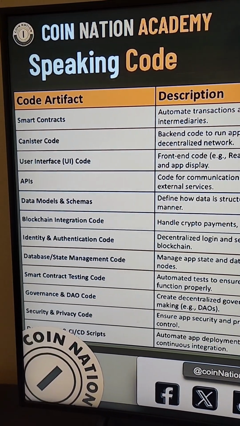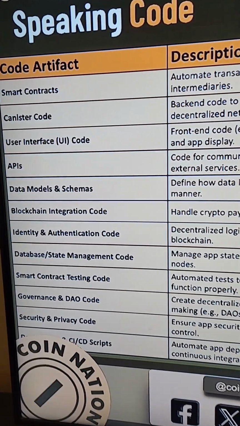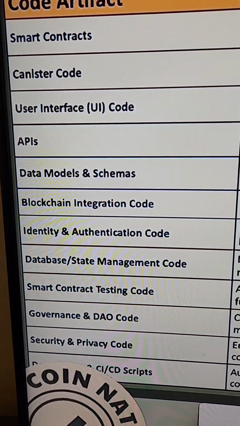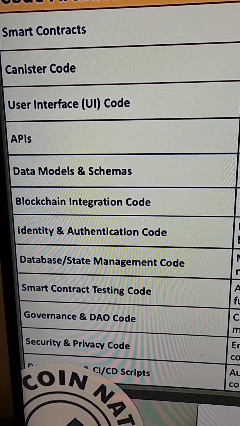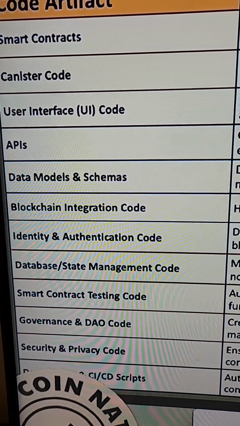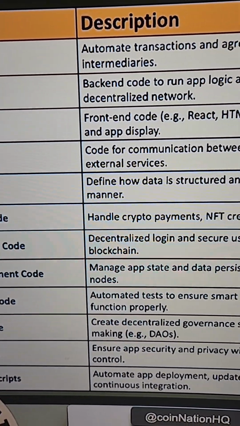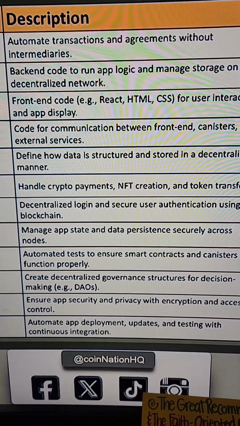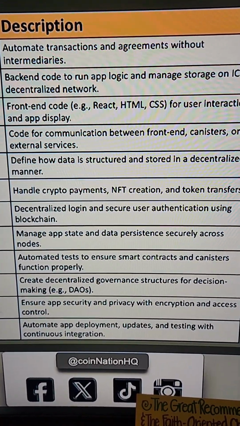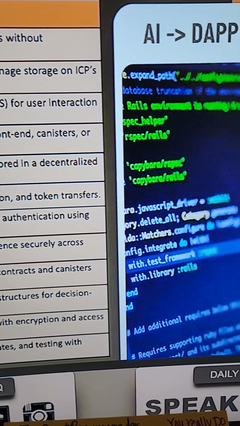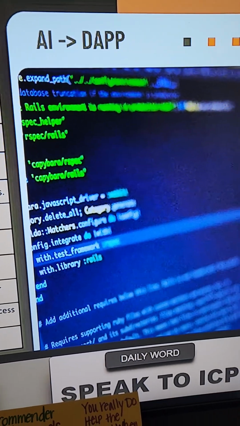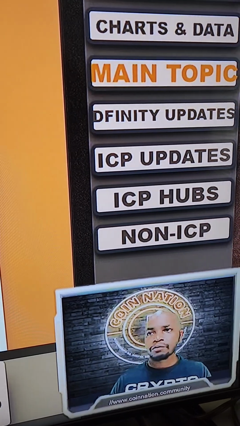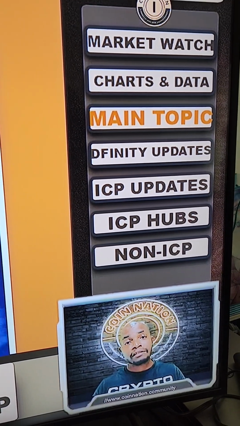You're gonna have canister code that involves things such as automating transactions and agreements without intermediaries. You're gonna have backend code to run the app logic and manage storage on ICP's decentralized network. And then in addition to that, you're gonna have the front end code, the thing that you see in the browser. Usually they're React based these days, and they also have styling, which is the CSS. All of this is being spawned when you say, let there be, or hopefully this is how we hope it's gonna work.